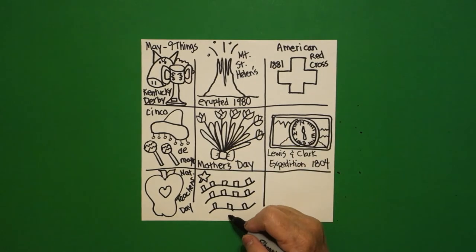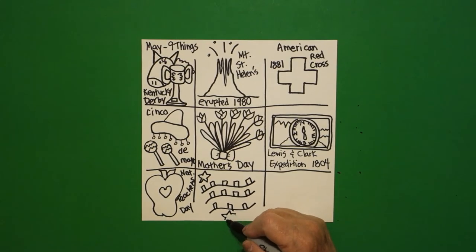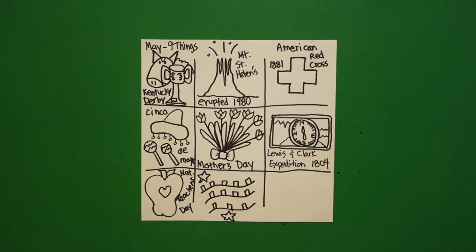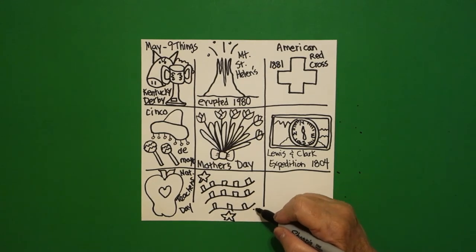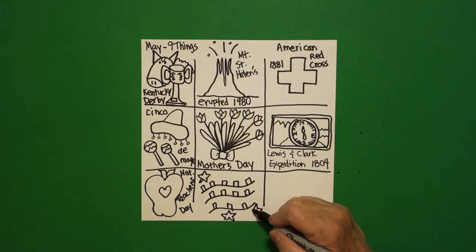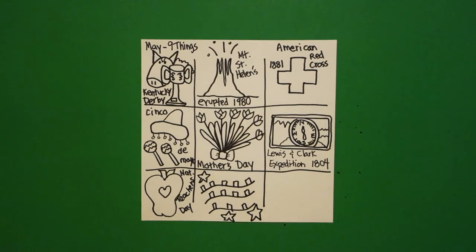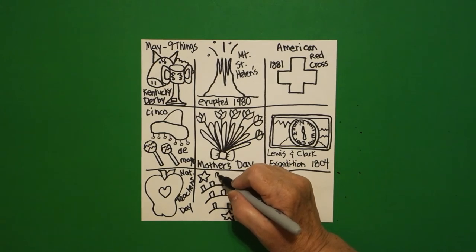If you have room down here, straight line up, down, out, out, in, out, up, connect. One more, put a dot, straight line up, down, out, in, out, up, connect. And this is Memorial Day.